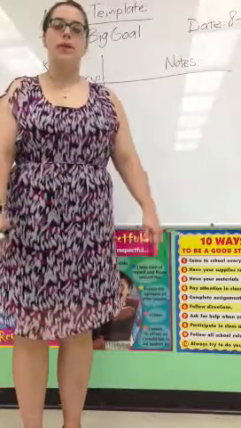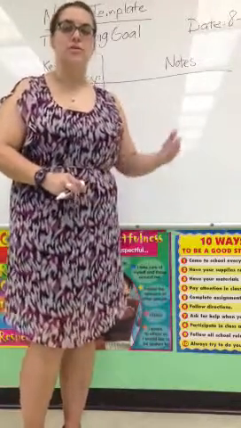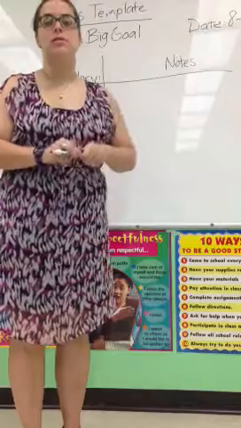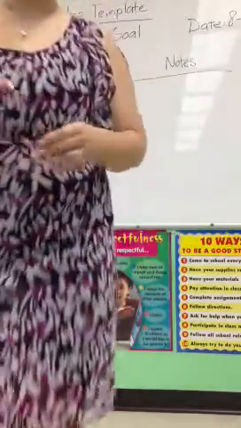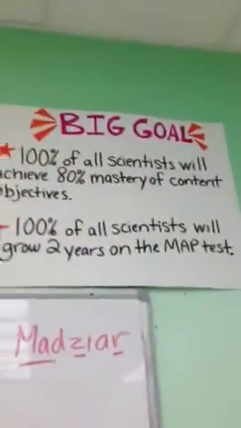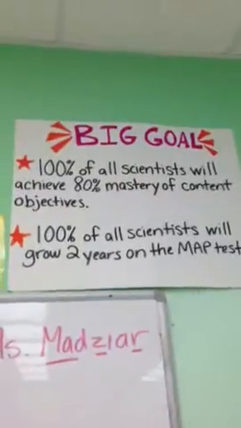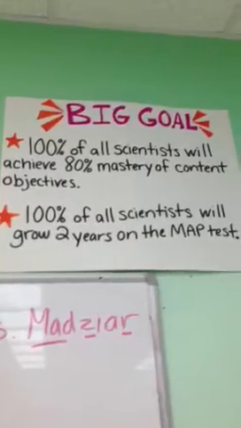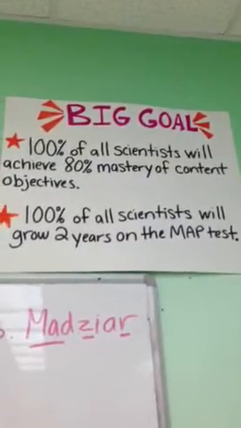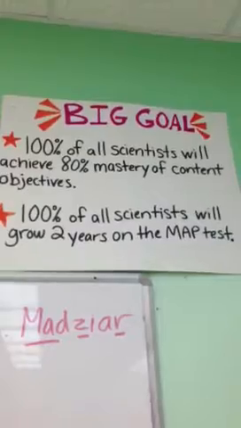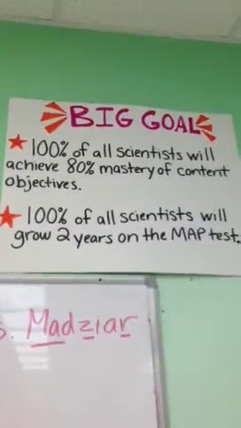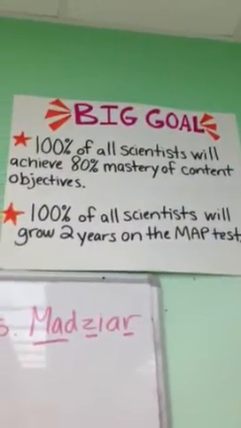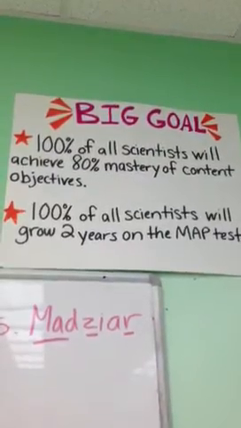So when we're talking about big goals, we're talking about our class big goals. I'm going to show you the poster of big goals to give you some time to take notes on it. So, our big goal for science class is 100% of all scientists will achieve 80% mastery of content objectives. 100% of scientists will grow at least 2 years on the MAP test. That's in 2 different parts, general science and concepts and processes.